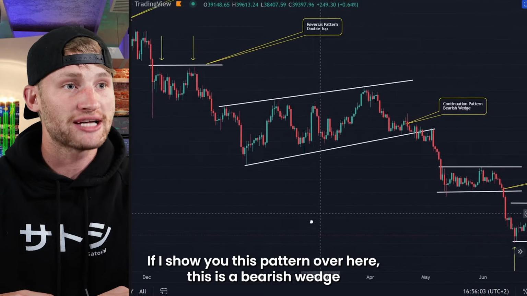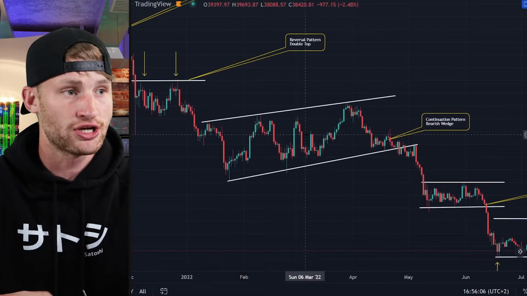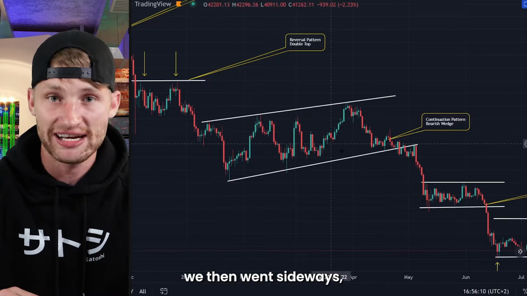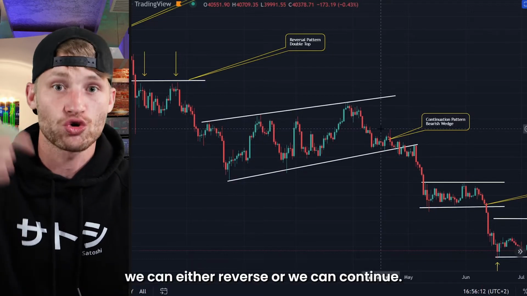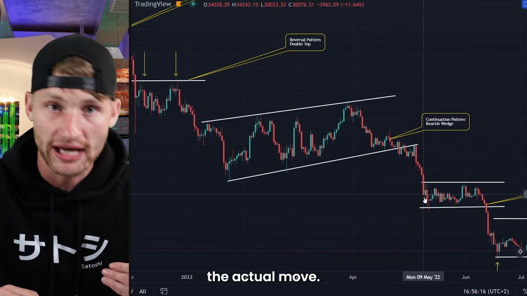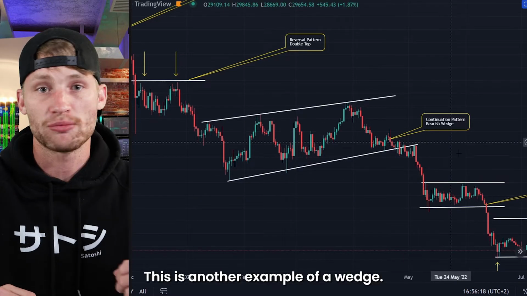Now if I show you this pattern over here, this is a bearish wedge. And you could see that price was coming down in one direction. We then went sideways. We can either reverse or we can continue. And we broke the bottom and you can see how it continued the actual move. This is another example of a wedge.